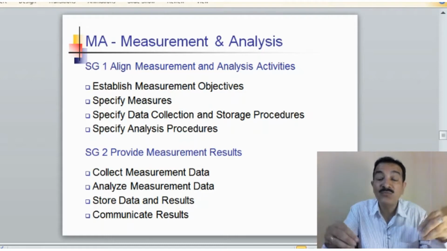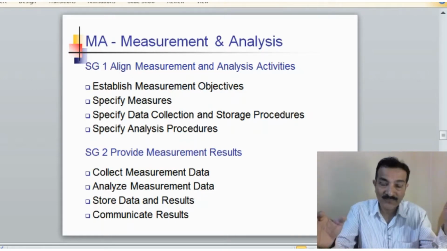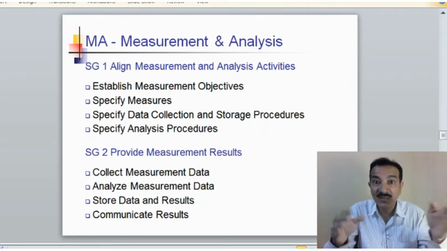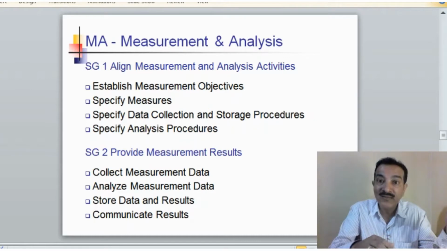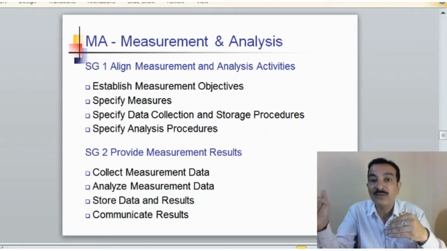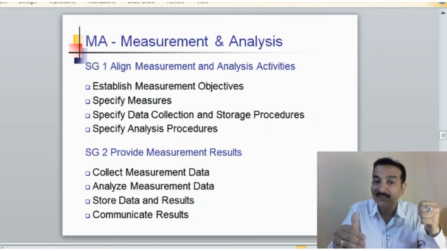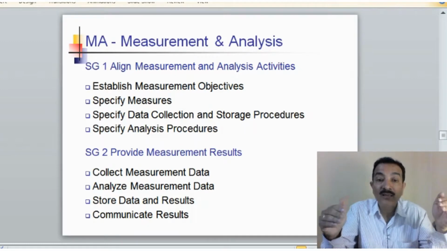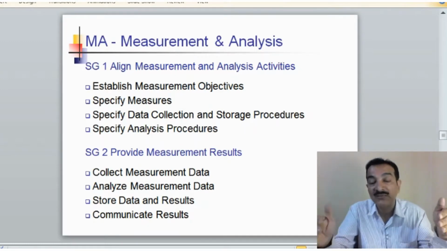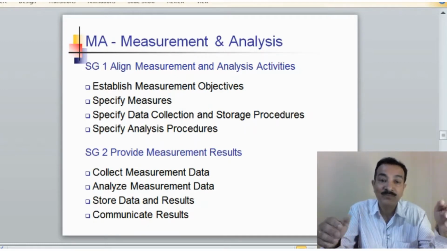Then specify measures, that is how you are going to measure that. Now if you want to measure the efforts, then you will have to know the people who are doing the efforts, they will have to record, and you should be able to get all that data. So you will specify measures, how you will be able to meet the measurement objectives that you have established.